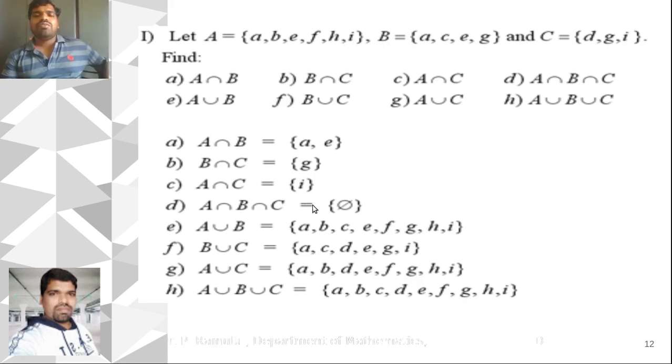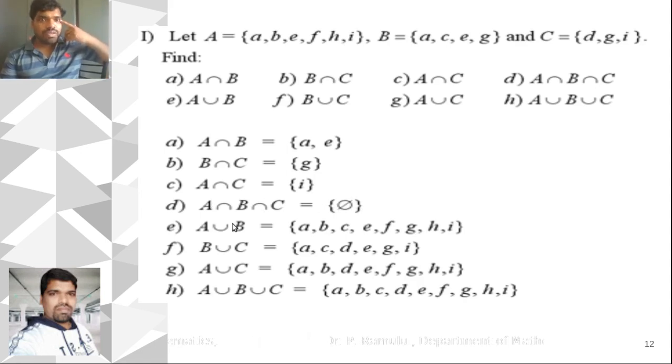A intersection B intersection C: just now A intersection B is equal to {A, E}, and C does not have any common element. Therefore, A intersection B intersection C is equal to empty. You can write phi, or simply the empty set. So this is empty, it does not have any element.